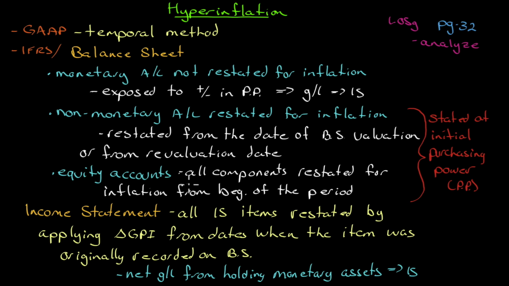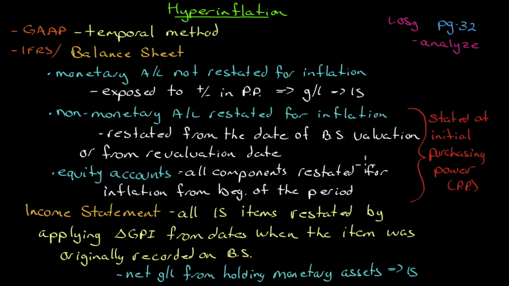Now, let's be clear, all components are restated. We had learned before that we don't touch the equity accounts at all. We just have a little funny thing we have to do in retained earnings with the dividend, but beyond that, we don't bother with the current rate on equity accounts. Well, here, all components are restated for inflation. All of them are restated for inflation.